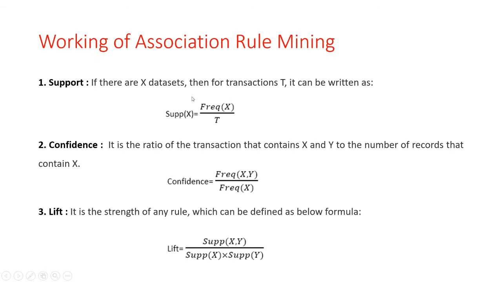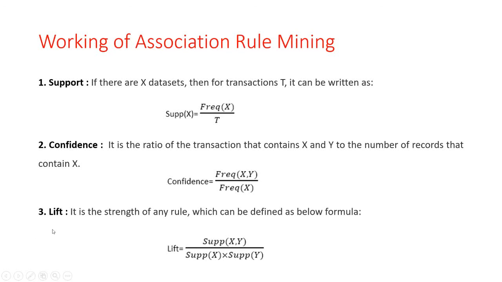And what is meant by support here? The support is defined as the number of occurrences of an item in the data set. For each item, what will we find out? We will find out the support. So what is support of X? Frequency of X divided by the given transactions. It is also defined as the fraction of transactions T that contain the item set X. So if the data set contains X, then for the transactions T it can be written as support of X, the frequency of item set X divided by the transactions T. So this is the formula for support.